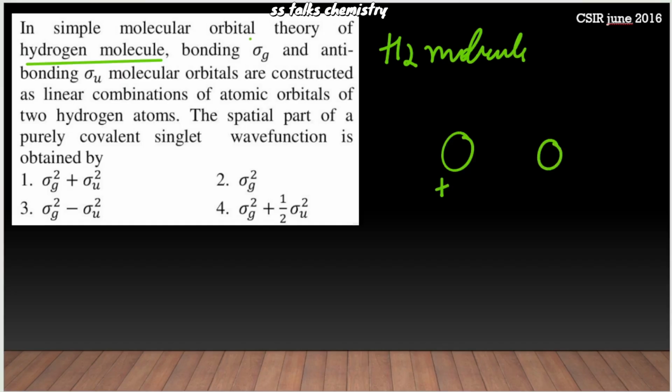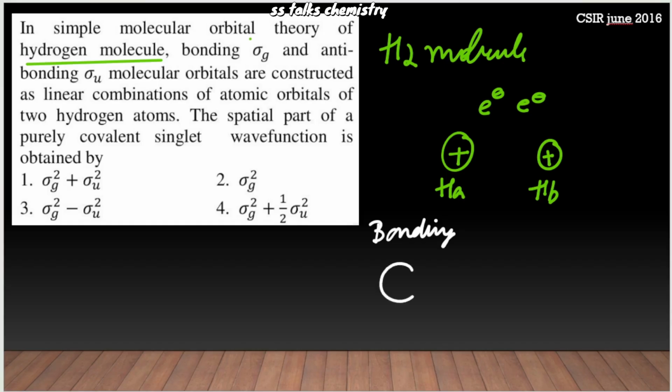This is the atom A, Ha, and this is the atom B, Hb. They are nuclei and two electrons are present in it. Right? Here the bonding and the anti-bonding. How do we form the bonding orbitals? Bonding means when the same lobes are overlapping. That means the same phases of the orbitals overlap.